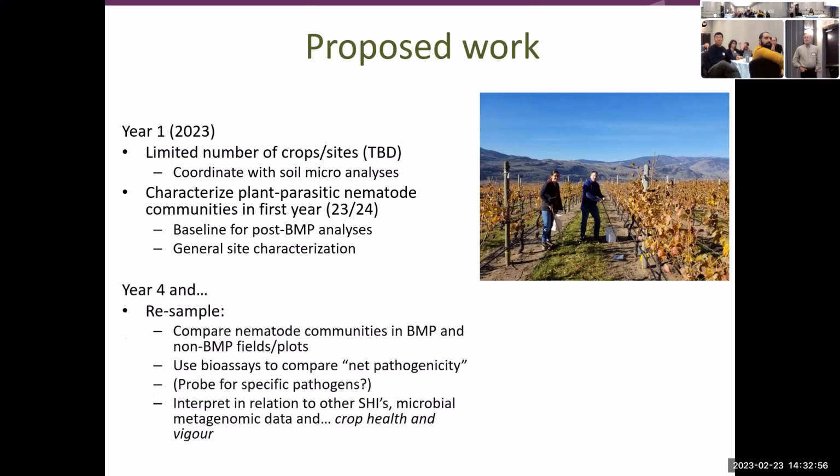Then in year 4, we'll resample again. We'll compare the nematode communities in BMP and non-BMP fields and plots. And these analyses will include not only the plant parasites, and I didn't even get into this, but free living nematodes are actually quite good indicators themselves of the structure of the soil food web. And there's a whole other little area of analyses that can be done there. We'll take a bioassay approach on the same soil samples to assess the net pathogenicity in those soils.